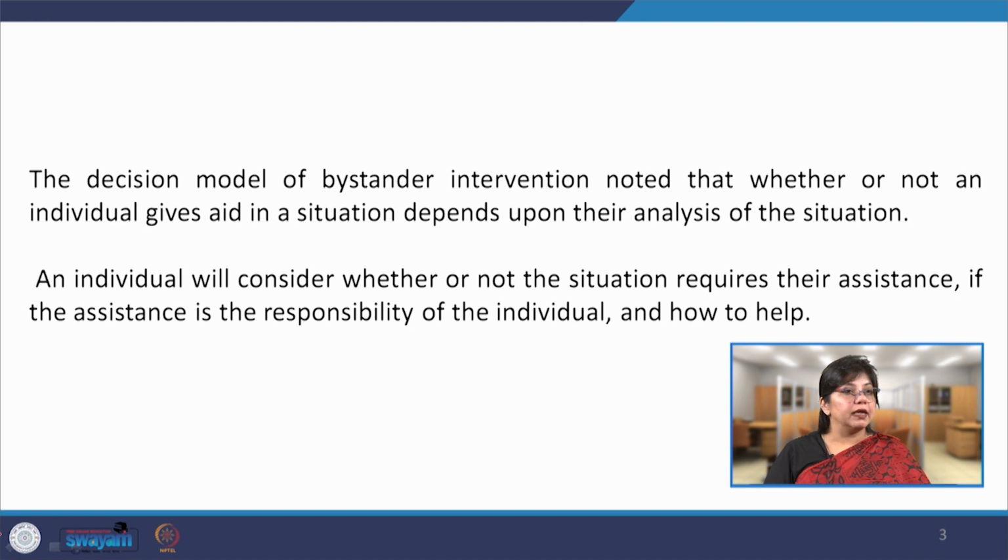But most of the time the bystanders are novices, they have no idea about the situation because they are not equipped with any kind of information, and they tend to analyze the situation from very different perspectives. So, an individual will consider whether or not the situation requires their assistance, if the assistance is the responsibility of the individual, and how to help. So, who will decide as a bystander whether it is my responsibility or not?